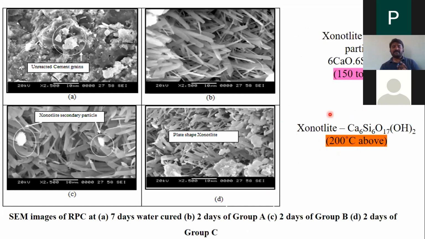These are just family members of CSH. They are converting into different forms. Initially, they are unreacted cement grains. Then B is hot air curing group A, that is 150 degrees Celsius. They are converting into secondary xonotlite particles, and the phases are converting into these shapes at the end. And ultimately, once they convert everything, they become a dense microstructure.